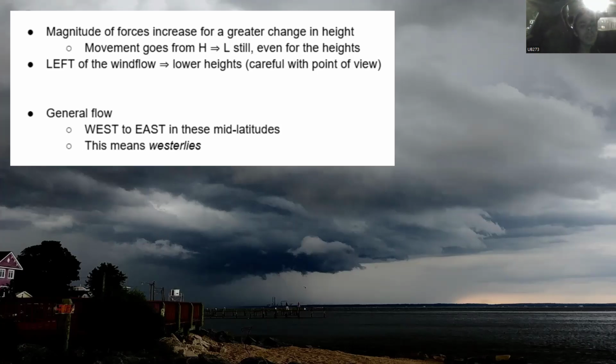The general flow of winds that we're going to have is going to be from west to east, and we call that westerlies because winds are named based on where they come from. So if we're going from west to east, that's why we call it westerlies. If we were going from east to west, then it's easterlies. But in these mid latitudes, such as the United States, that this course is mostly based off of, we'll expect the general flow to be from west to east.